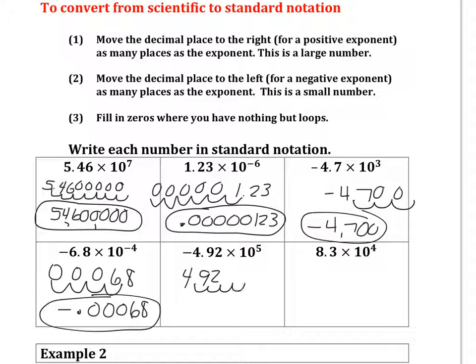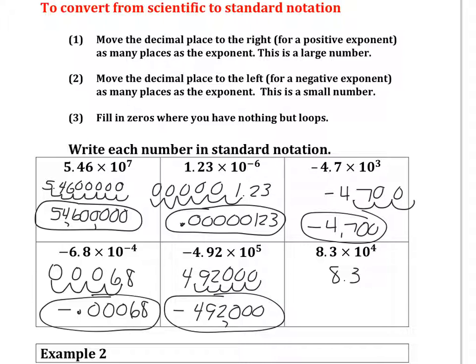1, 2, 3, 4, 5. Fill out the empty loops with zeros. Rewrite it so that it looks nice and put your commas in. And because it started off as a negative number, it ends up as a negative number. Once again, we have positive, so it's going to move to the right. 1, 2, 3, 4. Fill in your loops. Rewrite it so it looks nice, and if you need commas, they're in there as well.